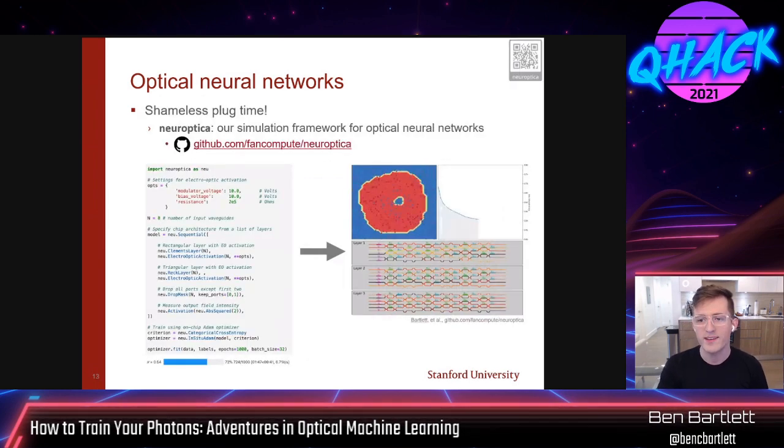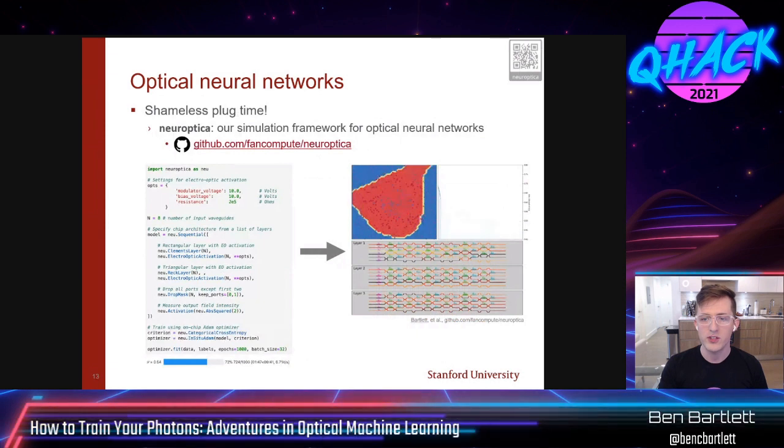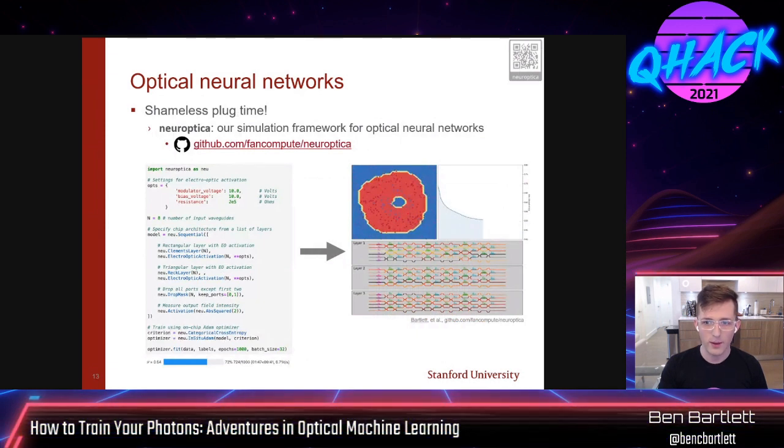If you're interested in this, our group has an open source Python simulation framework for optical neural networks called Neuroptica, which is available on GitHub. It makes it very easy to put together a big optical neural network simulation by just throwing together Keras-style layers, and then it takes care of all of the physics simulation for you behind the scenes.